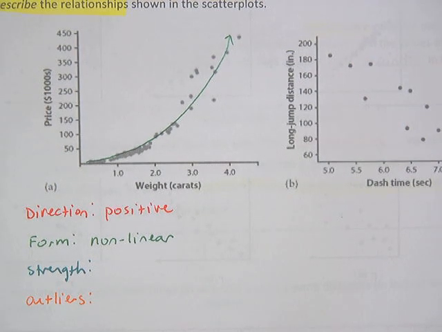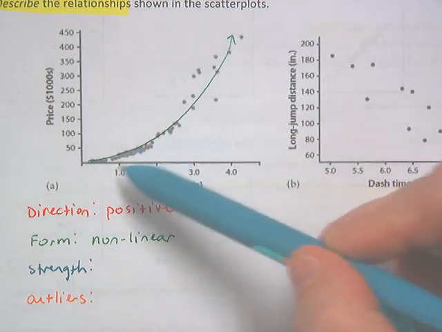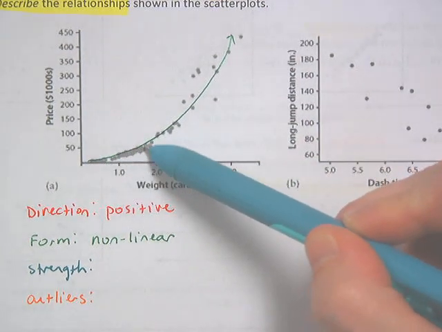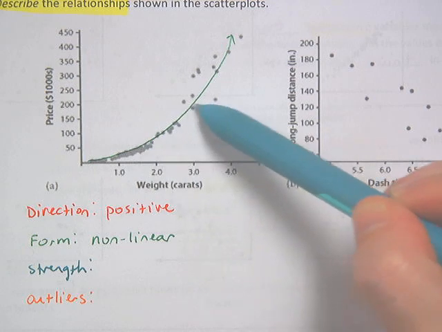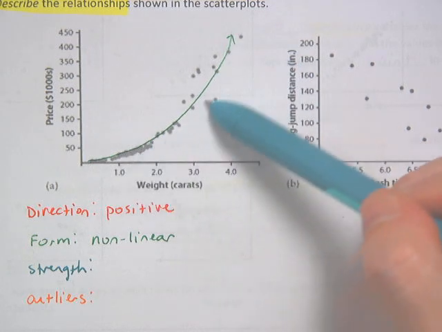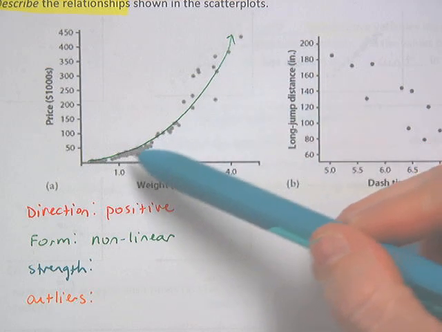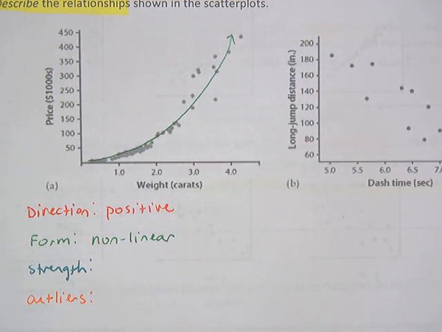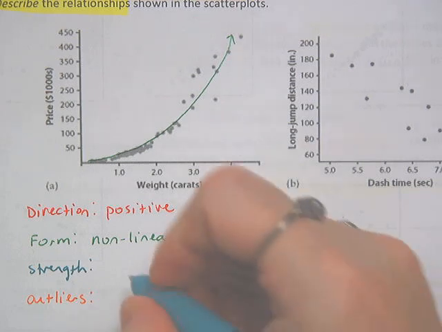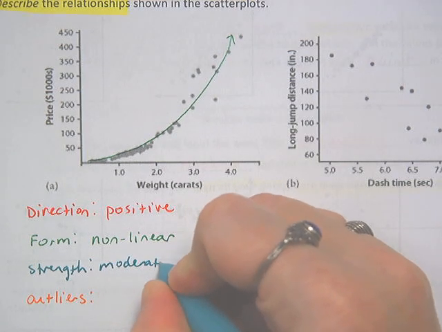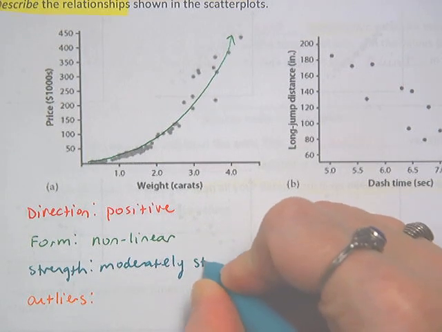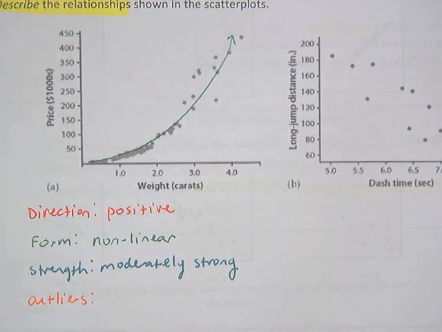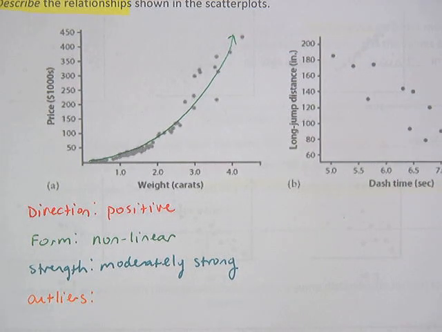How strong is this association? If these dots are really, really close together here along the curve, and then they start to get maybe a little bit more scattered as we increase the carats and the price, what would you say? You don't have to say weak, strong, or moderate. You can blend them. What do you think? I think moderately strong is fantastic, because most of the data values are falling into the same pattern.